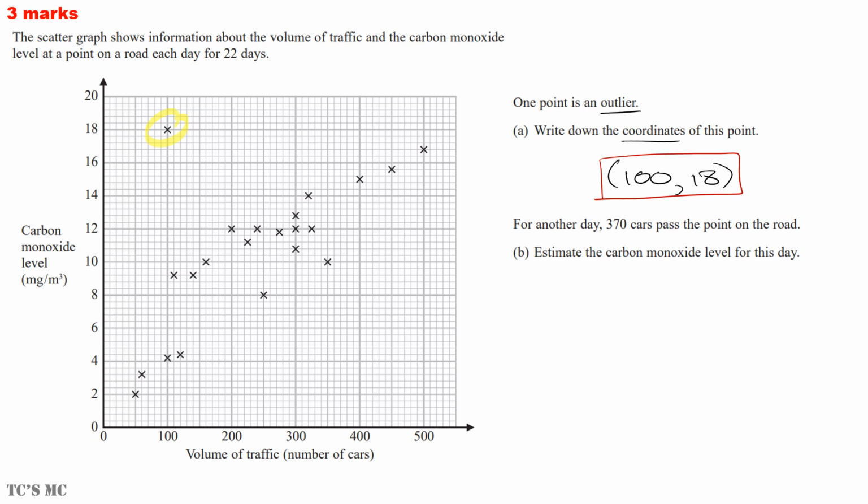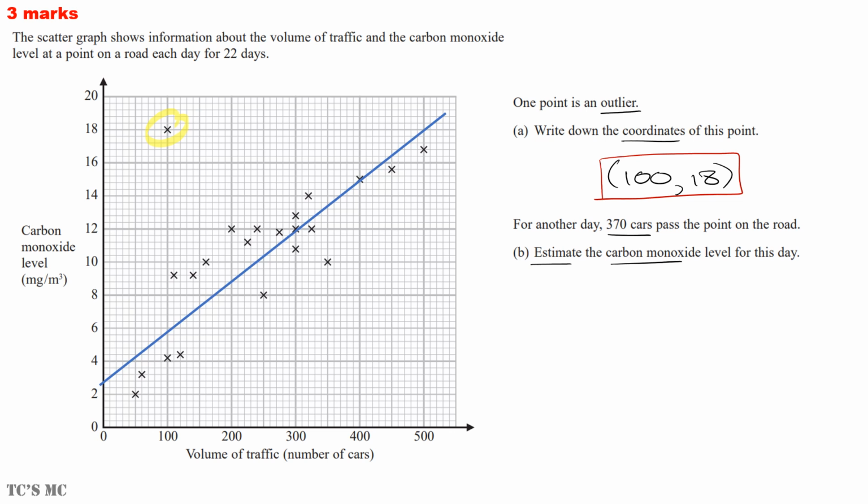The question then says, for another day, 370 cars pass the point on the road. Part B. Estimate the carbon monoxide level for this day. The reason it's an estimate is because we first need to draw a line of best fit. Everyone's line of best fit will look slightly different. You must make sure there's an even number of crosses on either side. If you draw a line of best fit, you will get 1 mark for Part B.